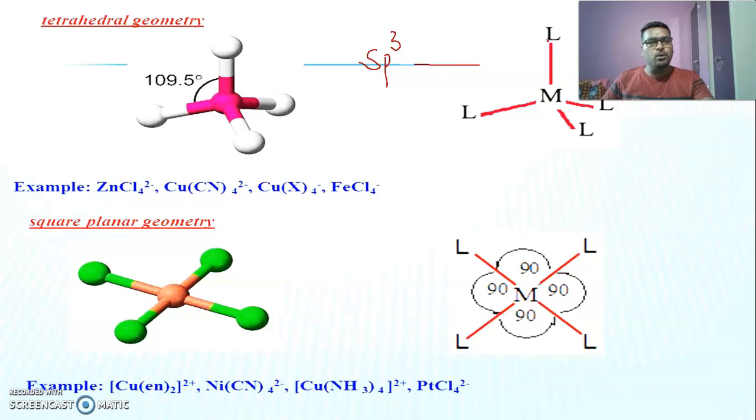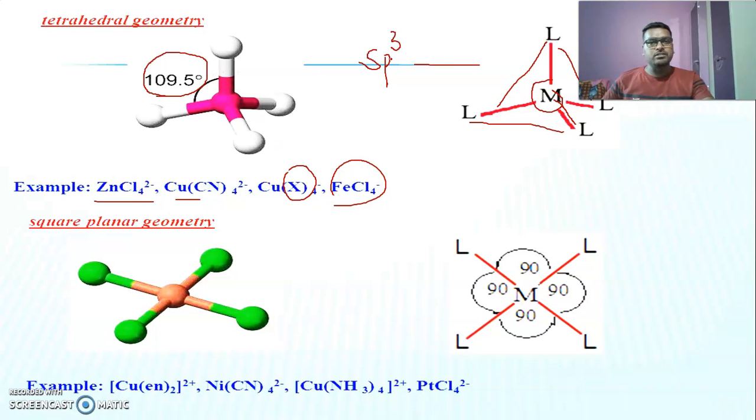So that means the 4 ligands are present at 4 corners of the tetrahedron, and the metal is present at the center. The bond angle is 109 degree 5 minute. So usually the zinc, tetrachlorozinc and tetracyanocuprate, and this X is nothing but a halogen. So tetrachloro iron. So these are the complexes which have sp3 hybridization and whose geometry is tetrahedral.